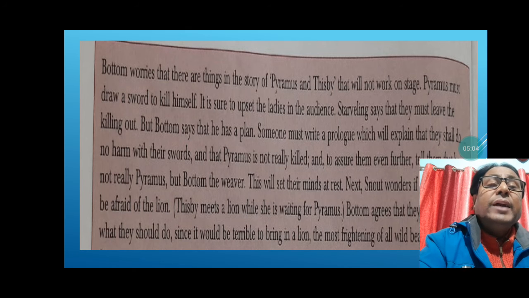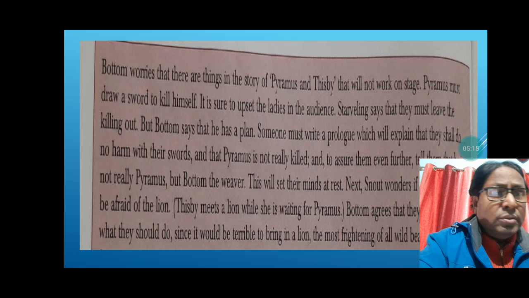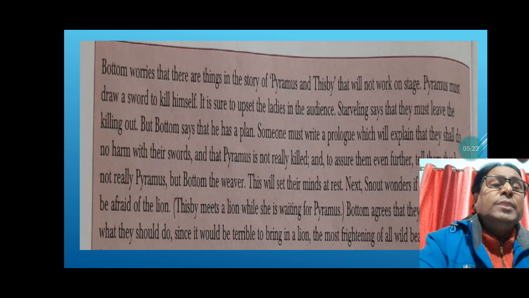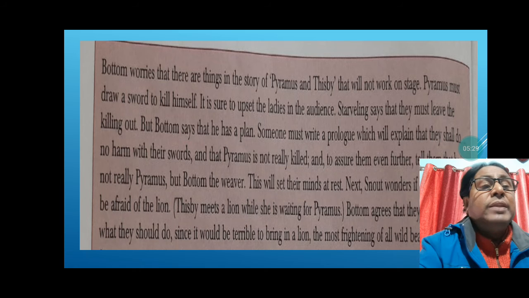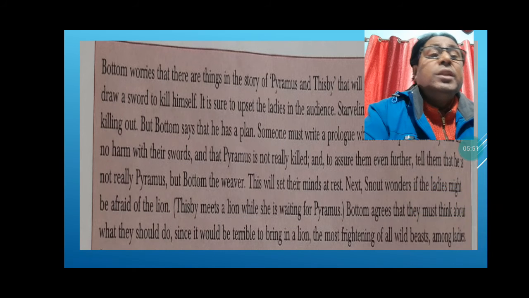But Bottom says that he has a plan. He has another plan. What did Bottom suggest? Someone must write a prologue. What is a prologue? That is an introduction. Before we do something, we give an introduction of something. So that is what a prologue is. He suggested someone must write a prologue which will explain that they shall do no harm with their swords. That introduction would inform the audience that there would be no harm done with their swords. And that Pyramus is not really killed. This was to be informed in the prologue. Pyramus is not really killed.